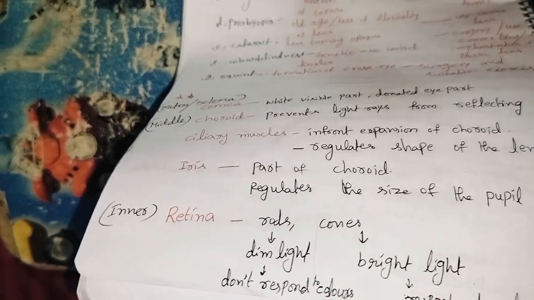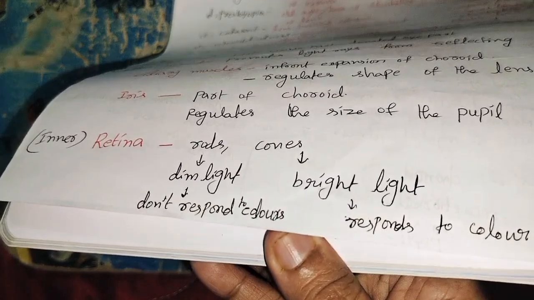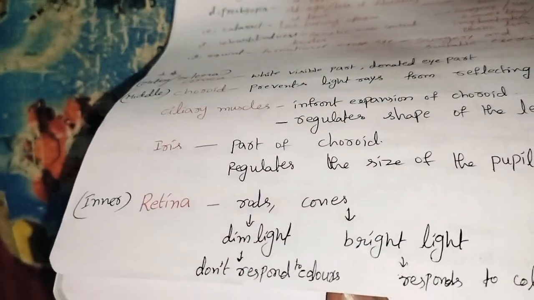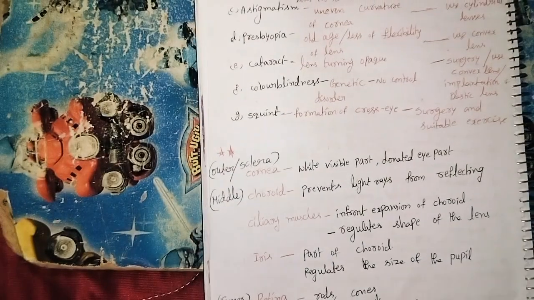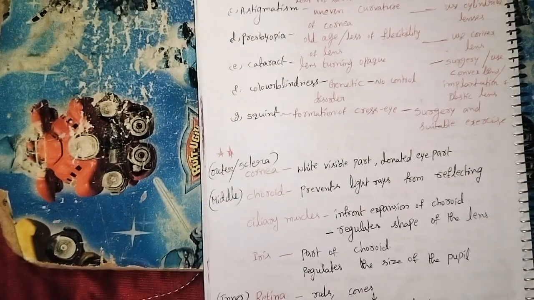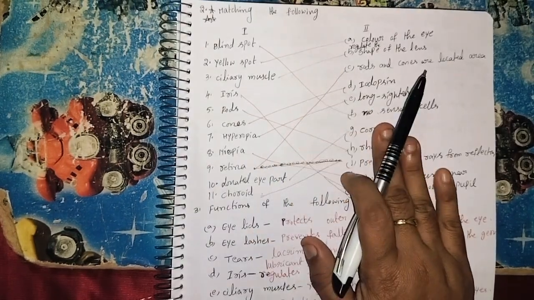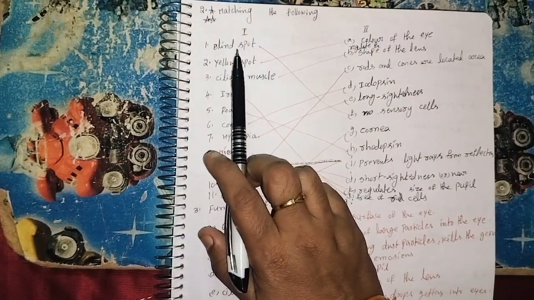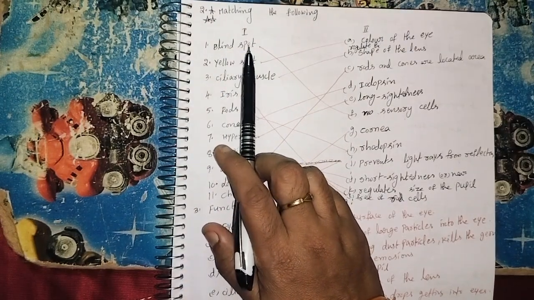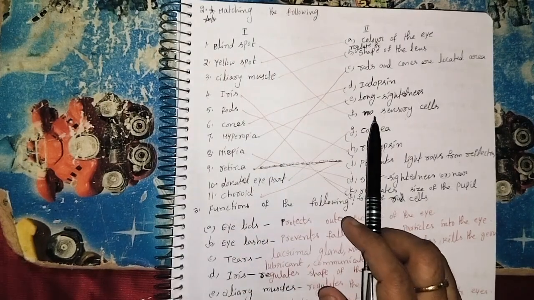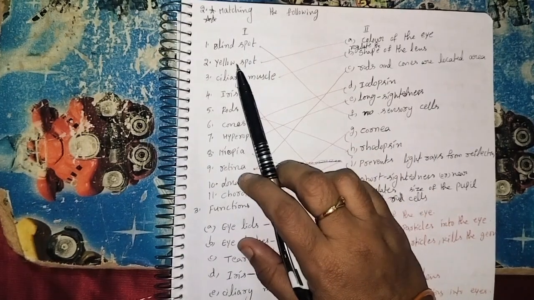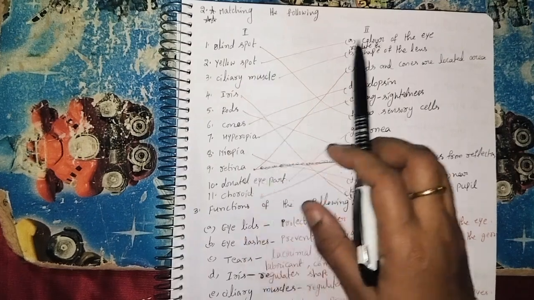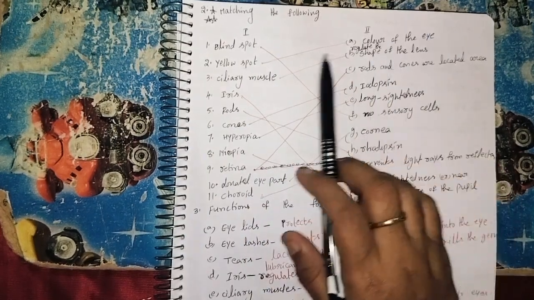Cones work in bright light. It means they respond to color vision. So these are very important parts and their functions. First one, blind spot. Blind spot has no sensory cells. Yellow spot means it is the region of color vision in the eye.